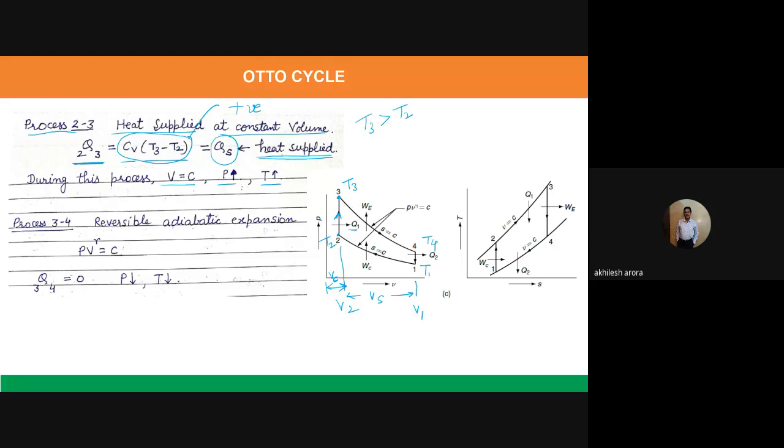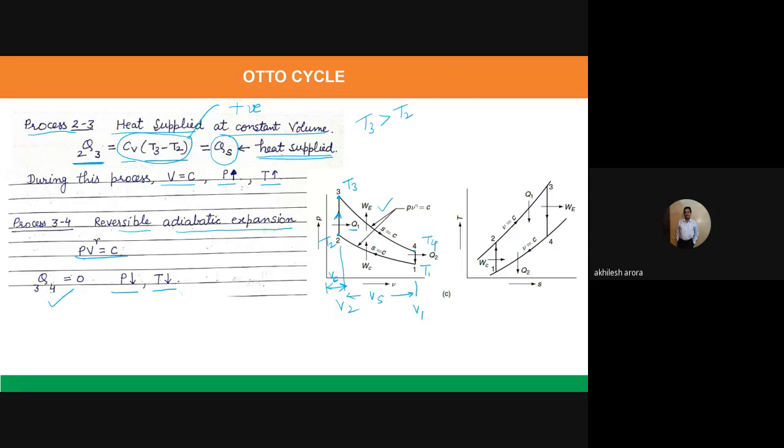Okay, the next process is the reversible adiabatic expansion. It is reversible adiabatic expansion from 3 to 4. You can see it here. Okay, 3 to 4, this is the reversible adiabatic expansion. And I say it is PV raised to power gamma is equal to constant, and during this process heat supplied is equal to 0. And because it's an expansion process, pressure will go down, temperature will also go down.